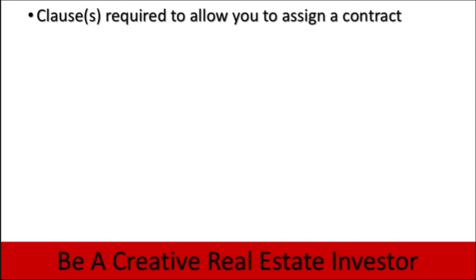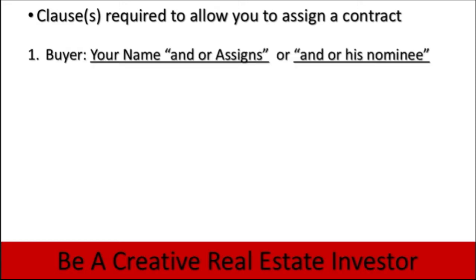So when you are creating an environment where you want to assign the contract, there's certain things you may have to do. In the purchase and sale agreement, you want to make it known to the seller that you may be assigning this contract. So therefore you need to put your name. In my case it would be Ken Beaton and or assigns, or I would put Ken Beaton and or his nominee. What this does is it allows me the right to assign the contract to somebody else.